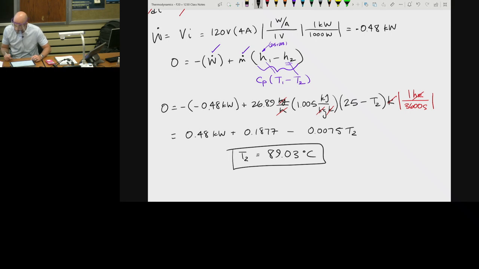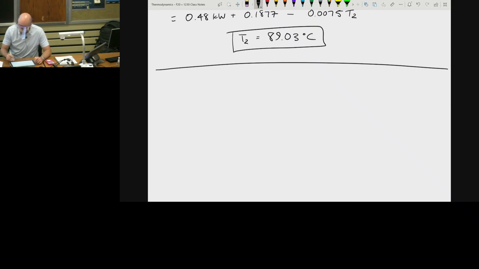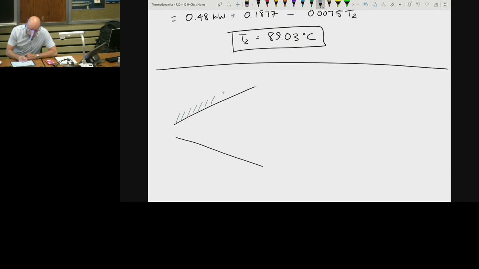Okay, let's do it again. This time we have a different type of control volume. We have a nozzle. Sorry, we have a diffuser. My diffuser looks like this. And it's an insulated diffuser, so I'm going to add some insulation to the outside of this.